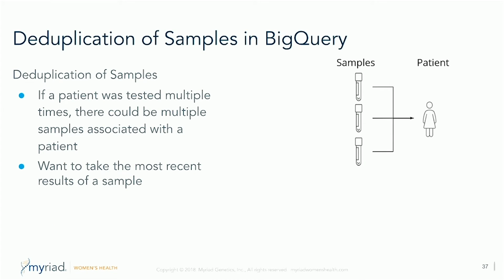I wanted to talk a little bit about some of the tricky cases that we have dealt with, because on the surface level, this may seem very straightforward to do. But there are some tricky edge cases that we have to deal with, and one of them is the deduplication of samples. So there's a possibility that patients can get tested multiple times in our lab. And so as a result, there can be multiple samples that are associated with a particular patient. And we want to use the most recent sample because those are assumed to be the most accurate.